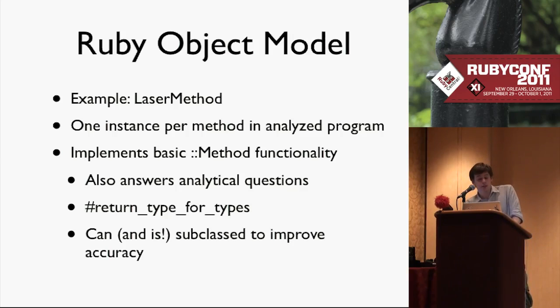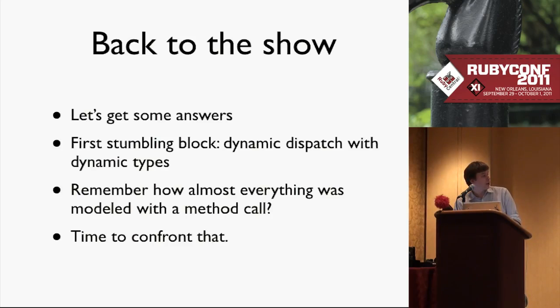Now, by default, a Laser method just uses the built-in techniques that I'm going to illustrate to figure out the answers to these questions. But if you want, and I do this for the send method in particular, and allocate, I actually subclass Laser method and say this is actually a send method, and this is really what happens when you call it. That should only be necessary for special things that are really low level in Ruby, but we'll see. All right, so let's get some answers.